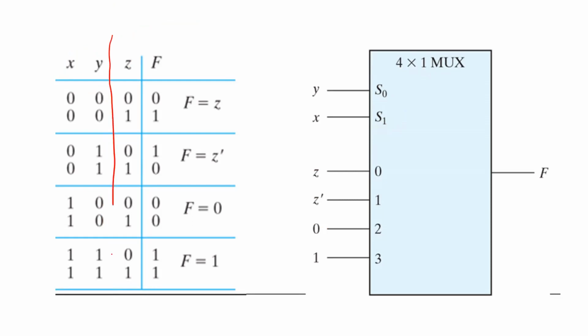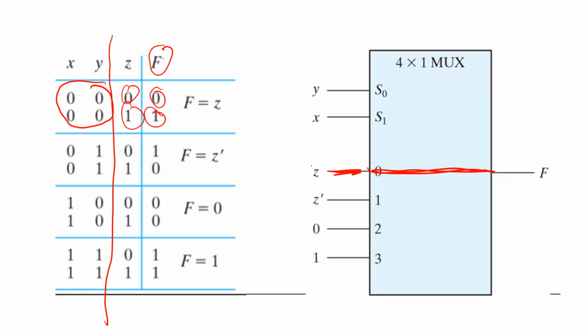So here we have 2 cases of 0, 0. In these 2 cases, it is connected here. So now the question is, what should I put here? All I have to do is get a function between f and z. You can see in these 2 cases, f is always equal to z. So I'm just going to put z here. I'm going to say f is equal to z. That's it.